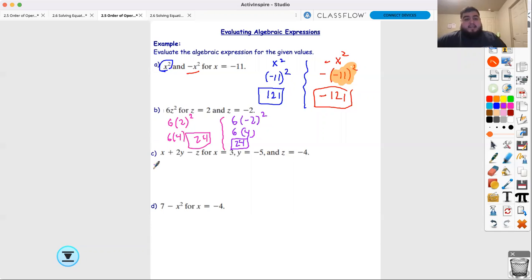All right, let's go ahead and take a look at C, guys. So we have an X, a Y, and a Z. We see that X is gonna be 3. Plug that into the X value there. So this is the first X one. And then we're gonna plug in Y for -5, which is right there. And then we're gonna plug in Z is -4.